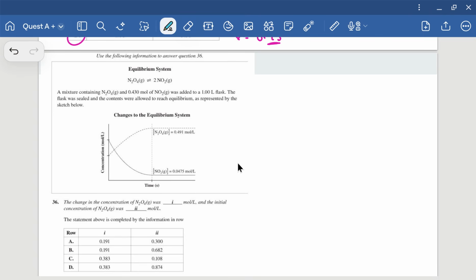So we have the flask. Okay, I'm just going to set up the ICE question. Our initial concentration of the first one was 0.430. The second, a mixture containing this and this, so that would be the same for both. It was sealed and allowed to reach equilibrium. So this would be minus X, plus 2X. And then we see the sketch below.